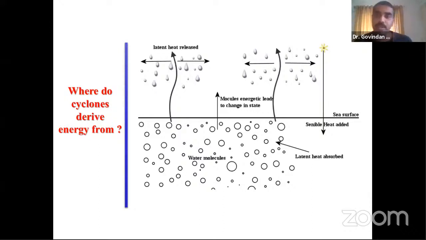That's the reason why, as you might have heard, when a tropical cyclone makes landfall, immediately it starts decaying or dissipating. That's because it is cut off from its energy source, which is the oceans. So from the oceans, it derives the energy in the form of latent heat.